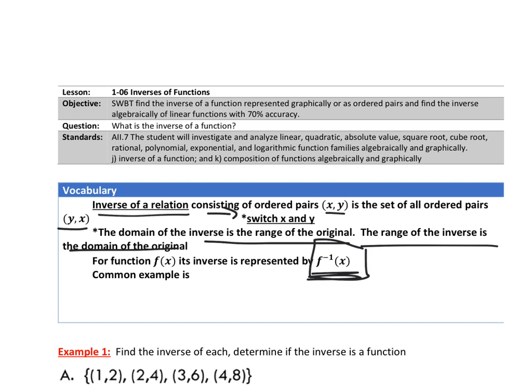Some common examples of inverses. The inverse of addition is subtraction. The inverse of multiplication is division. The inverse of squaring something is square rooting something. Those are some simple inverses that you have already come across in math.